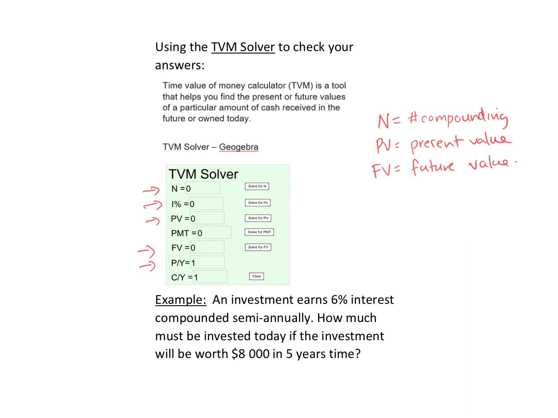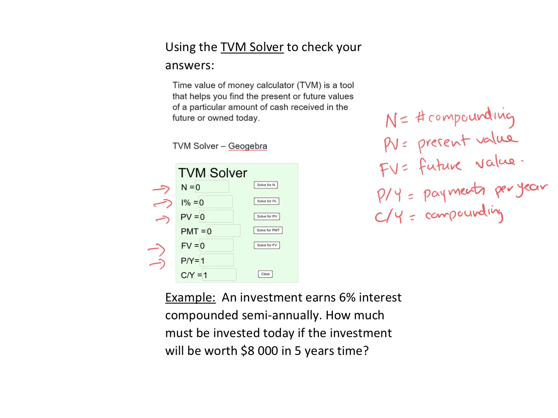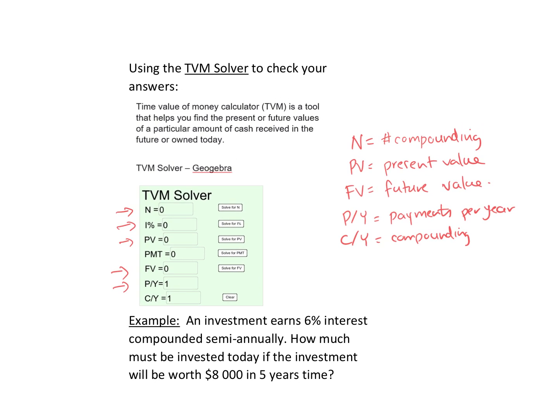And then PY is payments per year, and CY is compounding per year. Those tend to be the same. So if we're depositing monthly, we're also earning interest monthly. So for the questions that you're going to do, these are going to be the same. Sometimes they'll be different, but that's where the TVM solver is useful because it can do that for you. It can have 2 different payments and compounding.